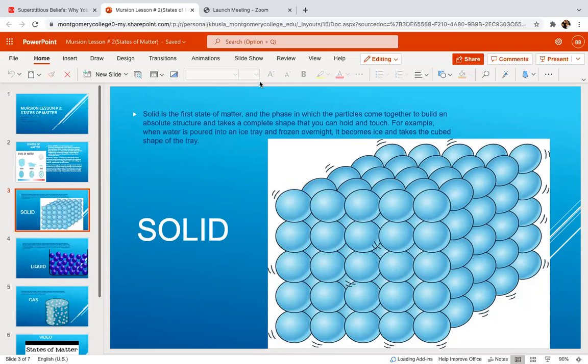But yes, a solid is a state of matter in which the particles come together to build a structure and take a shape that you can hold and touch. For example, when water is poured into an ice tray and frozen overnight, it becomes ice and takes the cubed shape of the tray. Now, this picture right here is a solid, and the molecules form together and build a specific shape. Are you guys following me?